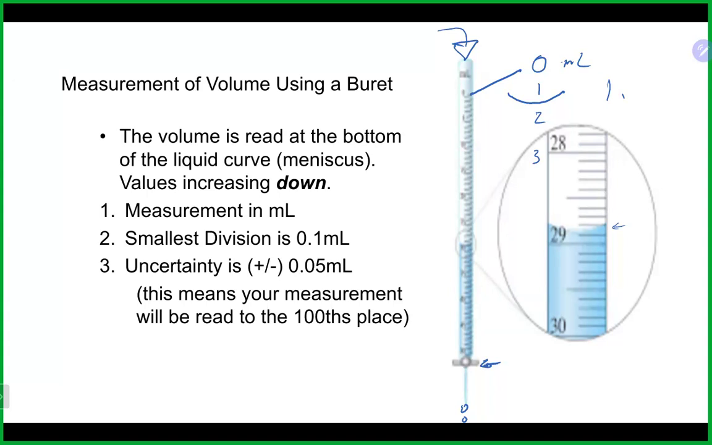Okay, so once again, we want to look at the scaling. So we're going to go with our large markings. That's a 29 and a 28. Difference between that is 1 milliliter. Here, if we count up our markings between them, we got 1, 2, 3, 4, 5, 6, 7, 8, 9, and 10. So again, if we divide that by 10, that is going to give us 0.1 milliliters as our smaller markings.